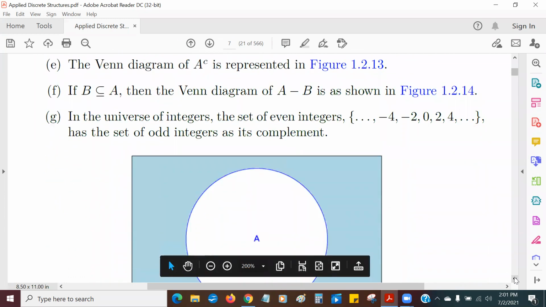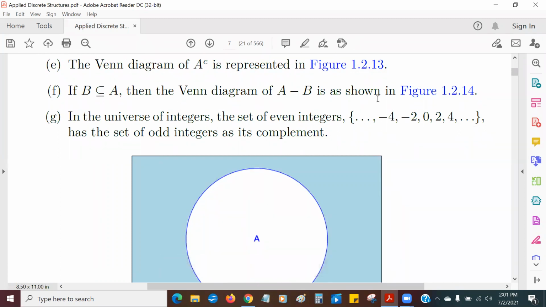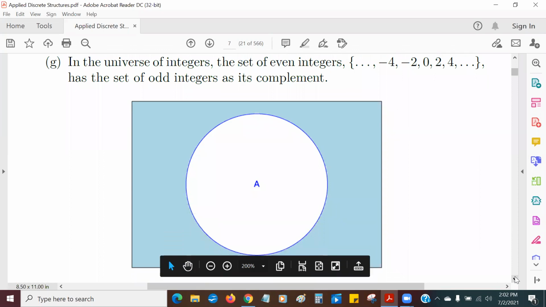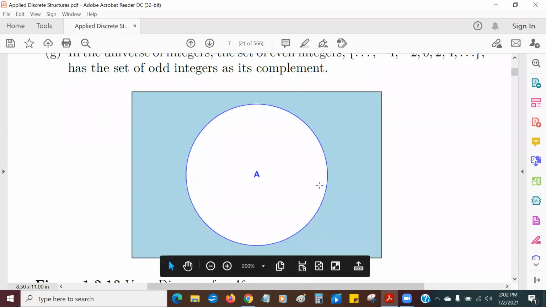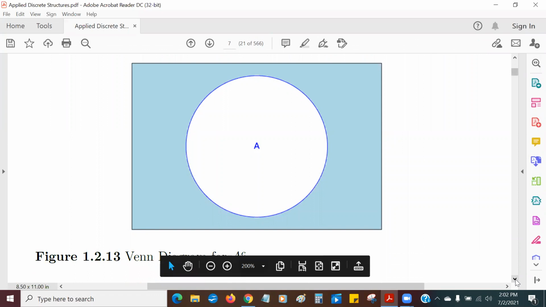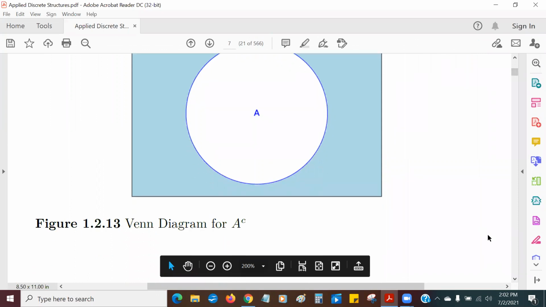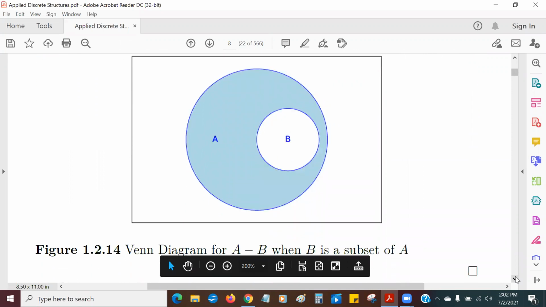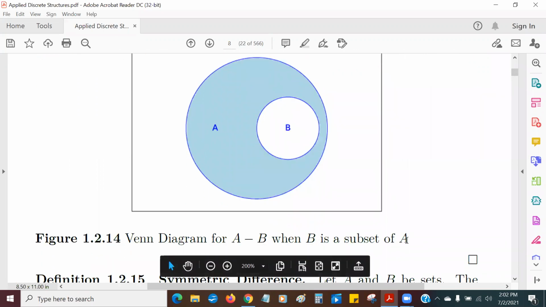Okay. If B is a subset of A, then A minus B is as shown in figure 12.1.12.14. This here is the complement of A. It's everything that's in the universe, but not in A. And this here is A minus B, where B is a subset of A. So it's everything that's in A, but not anything that's in B.